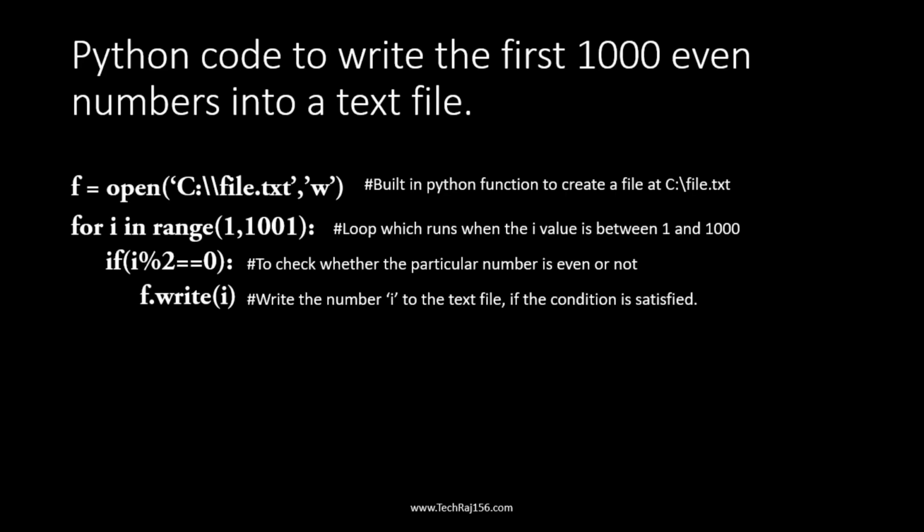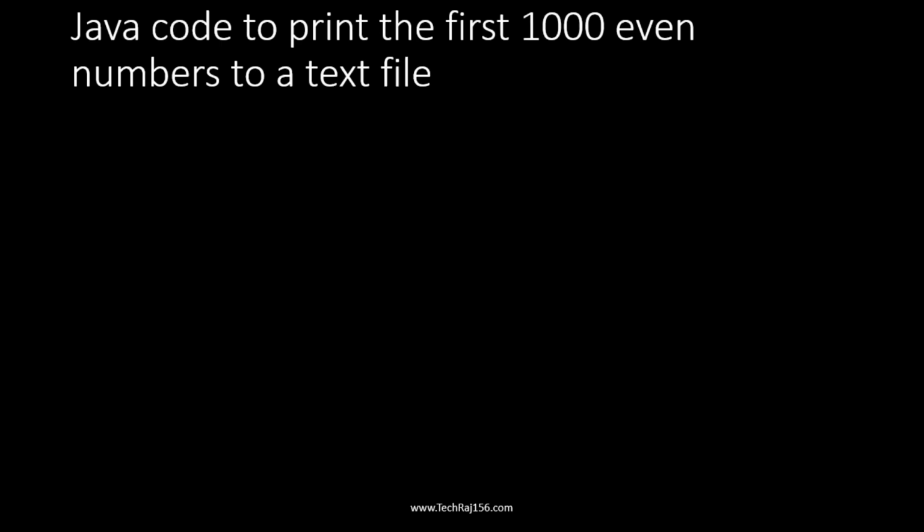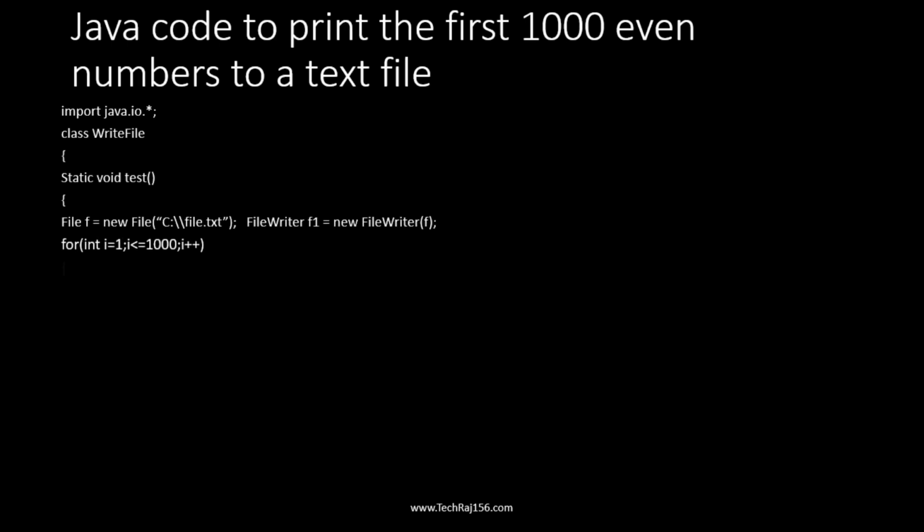So you need not know about the function write. As I've told you, I'm not teaching you the programming language, I'm teaching you the logic. So if the number is found to be an even number, then we are printing it to the text file. Alright, now for the same task, let's look at the Java code to print the first 1000 even numbers to a text file. Firstly, we are importing the IO package. Alright, let me show you the code.